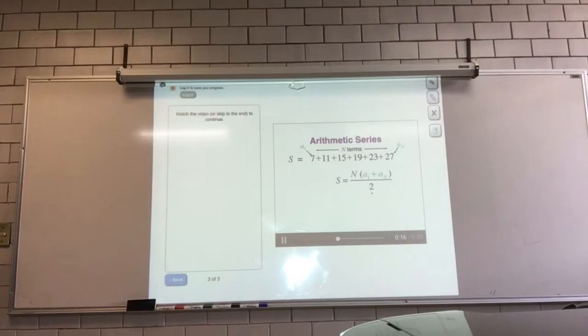As you saw in that last problem, sometimes you have to do a little work to find the number of terms. In other problems, you might have to work to find the last term. But no matter what, once you have these three pieces of information, the number of terms, the first term, and the last term, you can quickly find the sum of an arithmetic series.